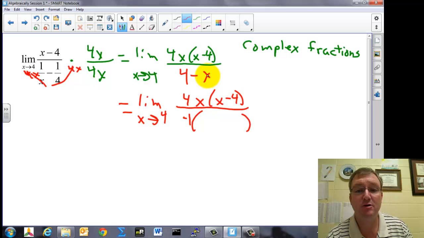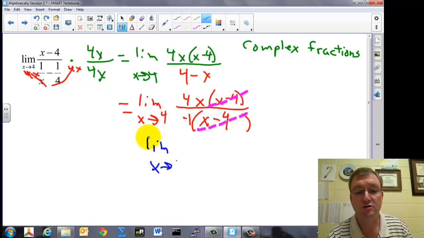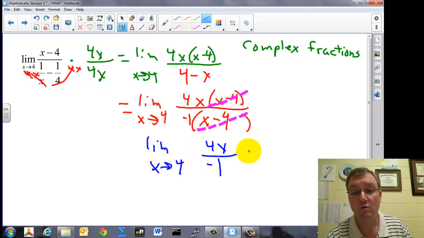So the highest exponent is 1. We're factoring out a negative, and if we do that, that makes the x positive, so I'll write it up front. That makes the 4 negative, I'll write it here. And now suddenly, our two binomials are the same. So now we can get rid of them. So we've now found that the limit as x approaches 4 is 4x over negative 1. Well, we've got a number in the denominator, so we know it can be evaluated. 4 times 4 is 16, so we get a final answer of negative 16.